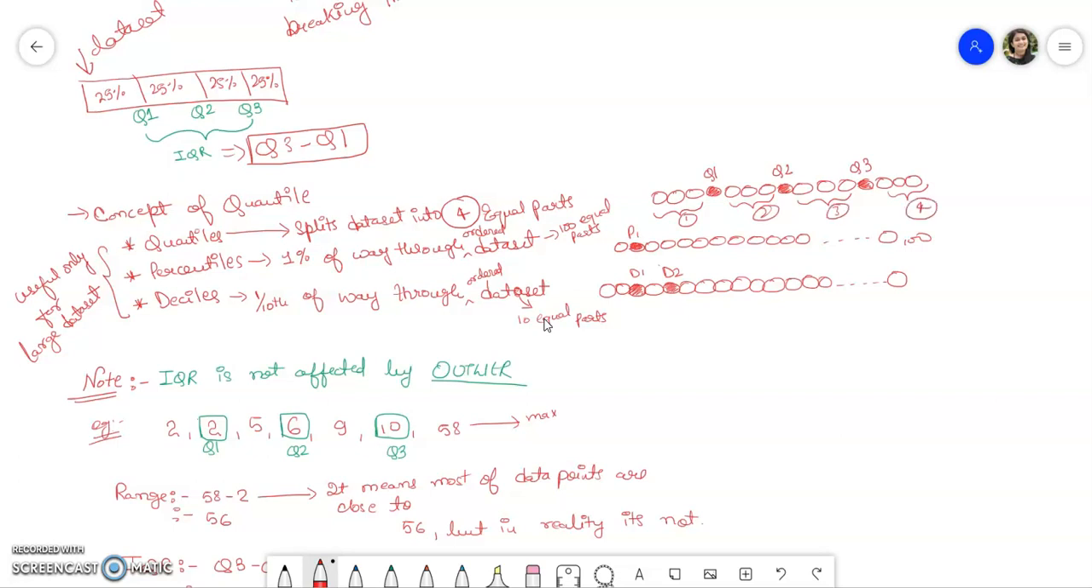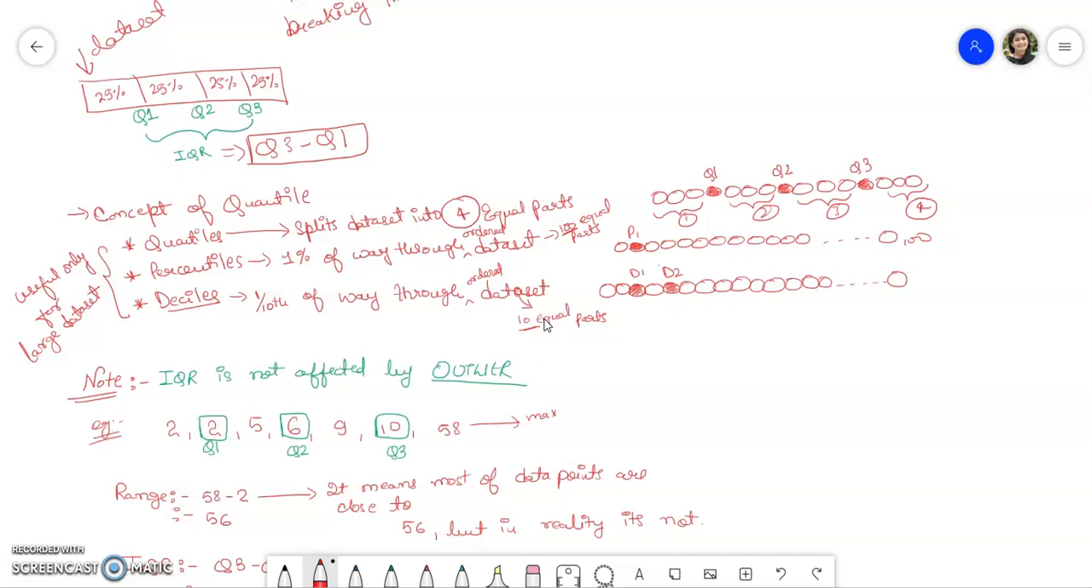Then we have percentiles. It is 1% of the way through an ordered data set. So it will divide the data into 100 equal parts. So this is my data set and it is dividing the data into 100 equal parts. Then we have deciles. They divide the data into 1/10th of the way. So that is, it will divide the data into 10 equal parts. Okay, and this is all about it.